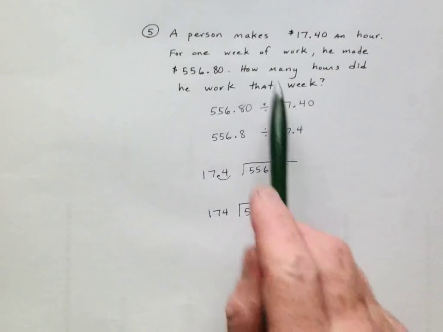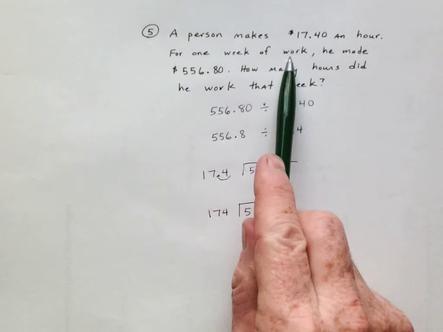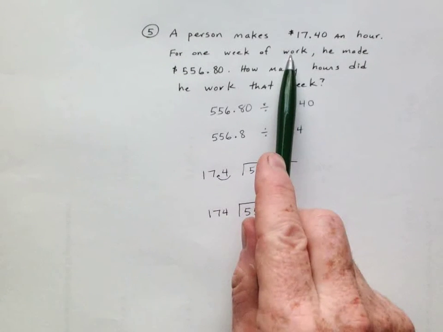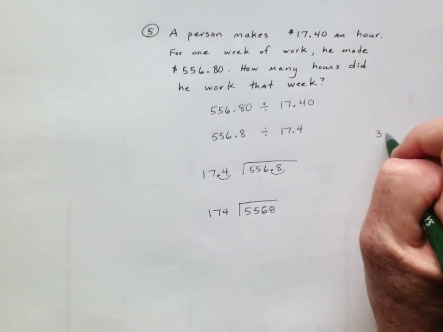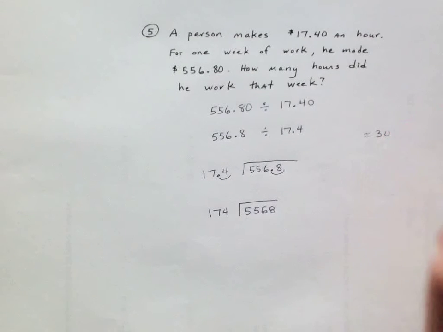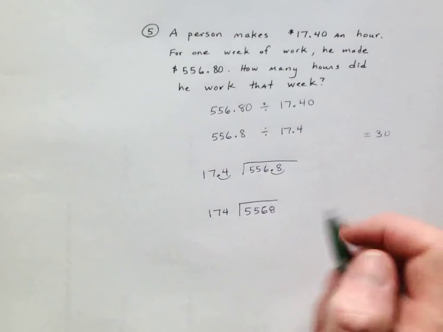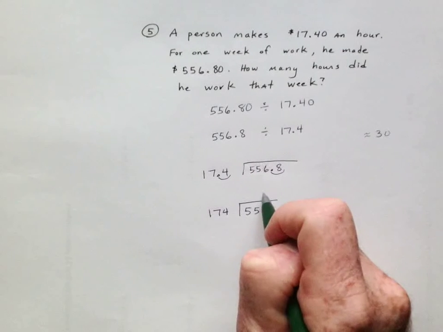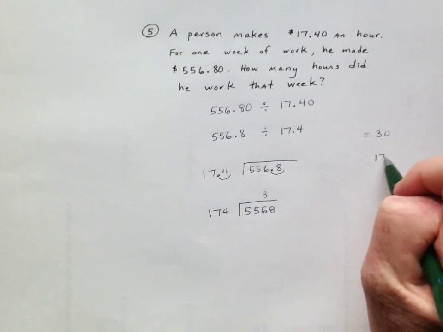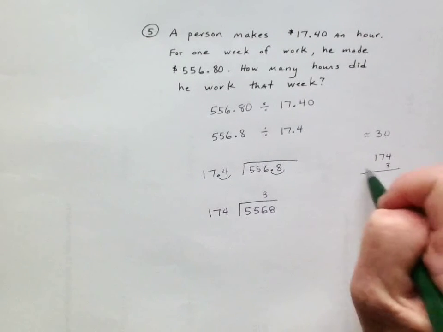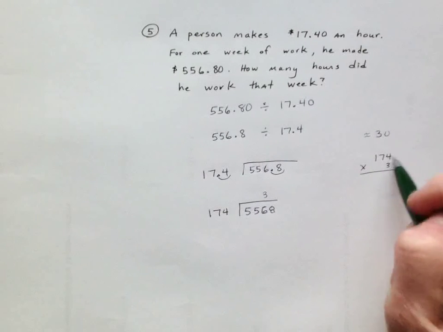You could also think, if this is how many hours somebody worked per week, they probably worked 20, 30, or 40 hours. So I'm going to guess that the answer is approximately 30 hours. So I could then put a 3 right here and then try it. So 174 times 3, this would be a 12.